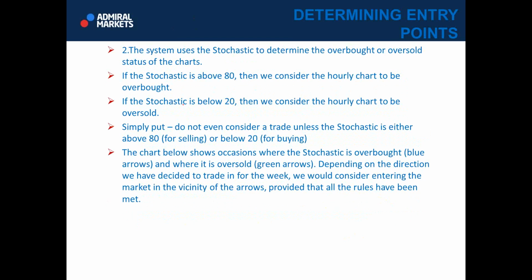Okay. Now, the system uses stochastic to determine the overbought or oversold status of the chart. If stochastic is above 80, then we consider the hourly chart to be overbought. If the stochastic is below 20, we consider the hourly chart to be oversold. Do not even consider a trade unless the stochastic is either above 80 for selling or below 20 for buying. Okay? The chart below shows occasions where the stochastic is overbought and where it is oversold.